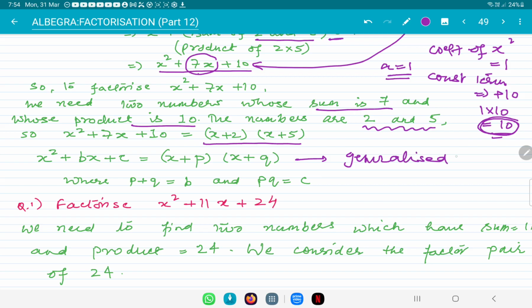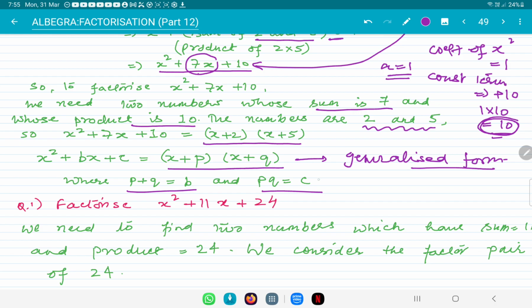So what is our generalized form? If we have a trinomial x square plus bx plus c, we can write it in this way: x plus p in one bracket and x plus q in another bracket, where p plus q is equal to b and pq is equal to c. So p plus q means the sum of these two, p and q, and the product pq is equal to c.